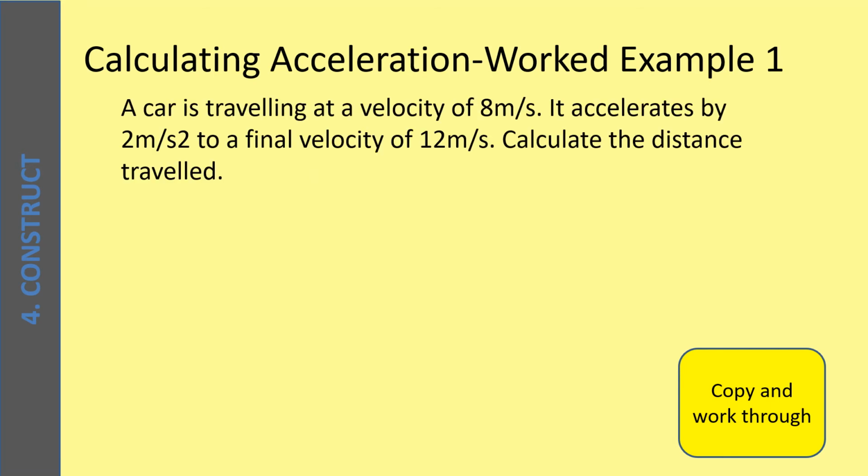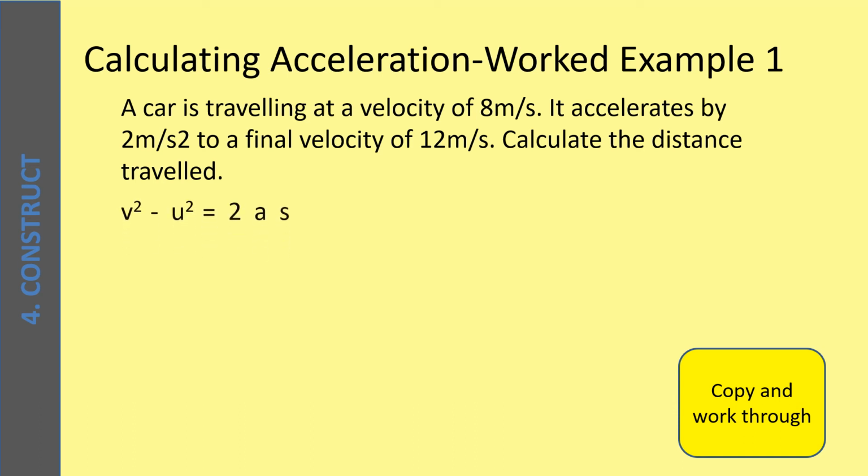Here's another worked example for you. A car is traveling at a velocity of 8 meters per second. It accelerates by 2 meters per second squared to a final velocity of 12 meters per second. Calculate the distance traveled. So in this question, we know the initial velocity, which is u. We know the acceleration, which is a. We know the final velocity, which is v. And we want to calculate the distance traveled, which is s. So you can write all of those things down.